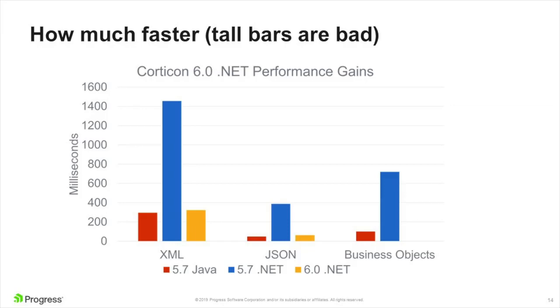Again, the tall bars here are bad. The shorter the bar, the better. If you have a performance critical application, we really encourage you to adopt JSON and pass the JSON into Corticon. And really, if you have the ability to do JSON, it's highly recommended.